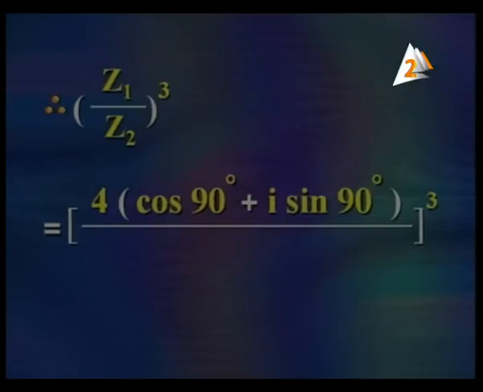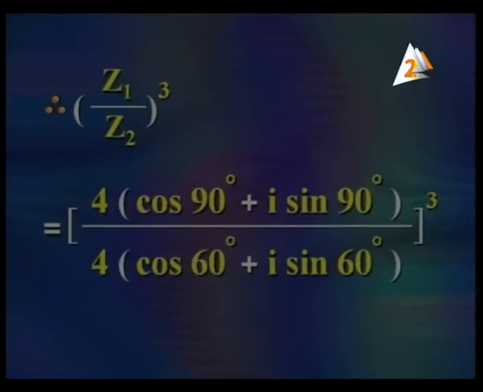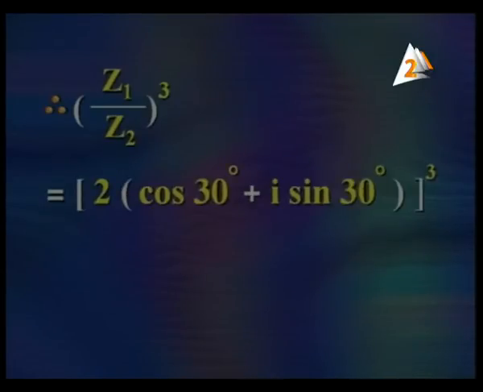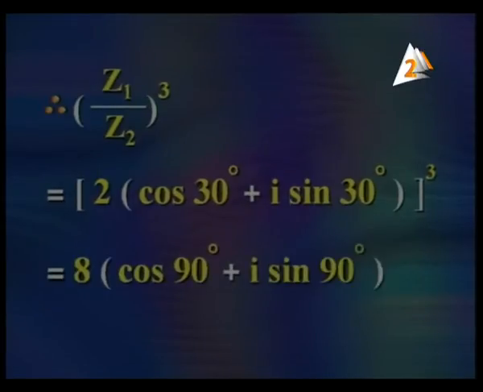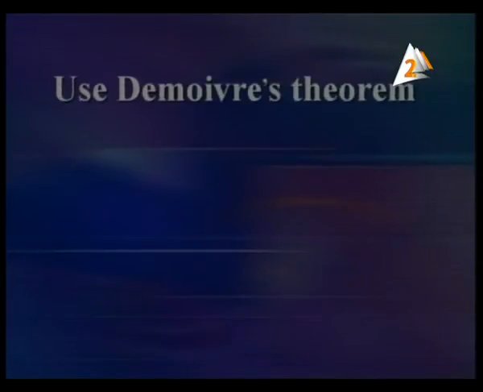Therefore, dear student, z1 over z2, all to the power 3, equals what? Yes, 4 cosine 90 plus i sine 90 over 2 cosine 60 plus i sine 60, all to the power 3. Remember, in division we subtract: 90 minus 60 equals 30. Therefore it equals 2 multiplied by cosine 30 plus i sine 30, all to the power 3. We distribute the power 3 over 2 and over cosine 30 and sine 30. The answer is 2 to the power 3, equals 8, cosine 90 plus i sine 90.